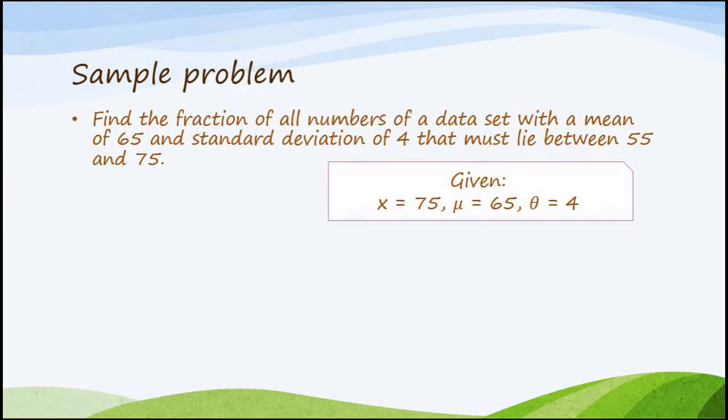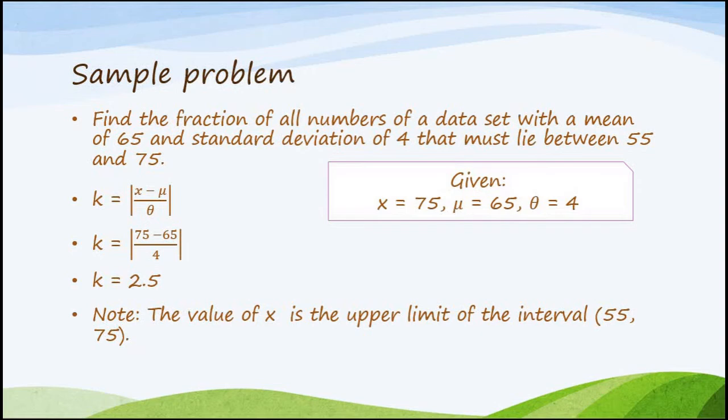Let's now first find the k. k is equal to the absolute value of x minus mu over theta. k is equal to the absolute value of 75 minus 65 over 4. So k is equal to 2.5. Note, the value of x is the upper limit of the interval between 55 and 75.